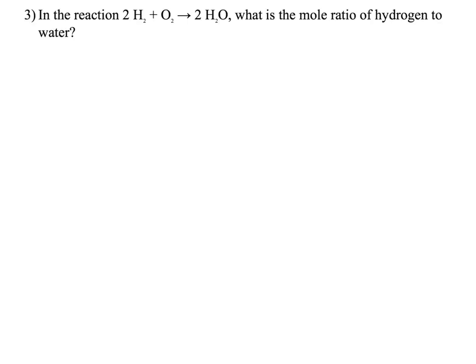All right, in number 3, same type of problem as number 2. We're given a reaction for the formation of water. We've got hydrogen reacting with oxygen to make water, and our coefficients here are 2 for hydrogen. We have nothing in front of oxygen, so that's a 1, and then 2 for the water. And it asks us for the mole ratio of hydrogen to water.